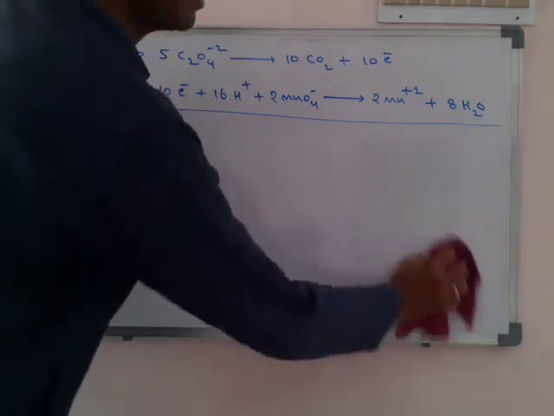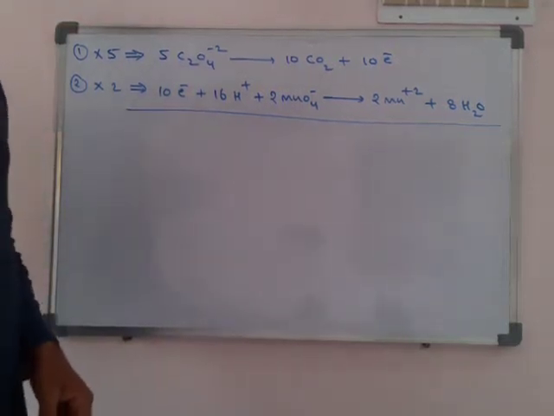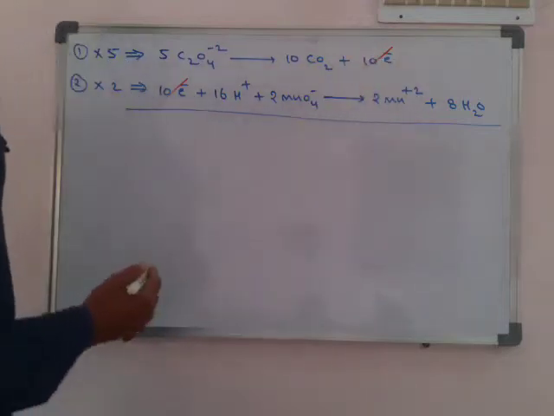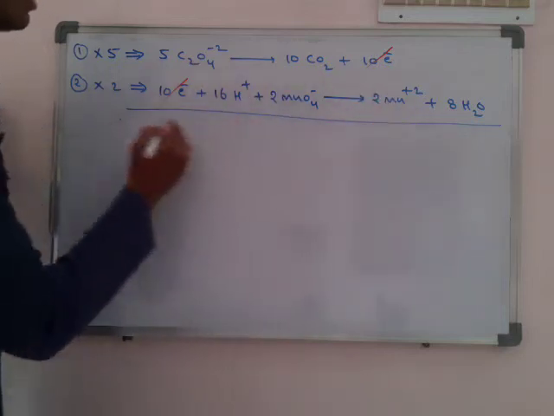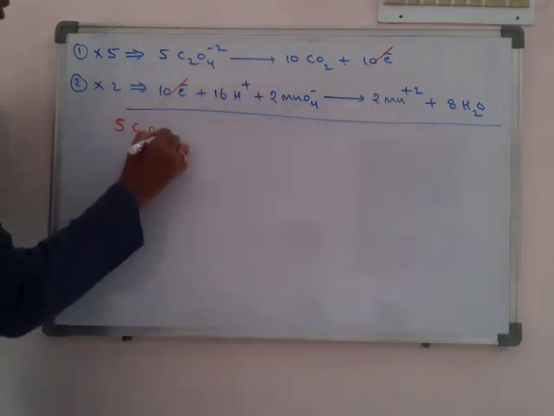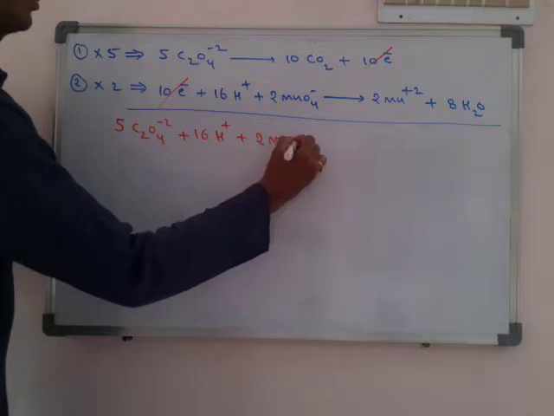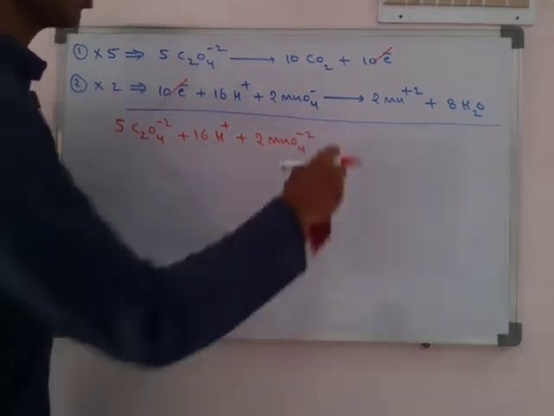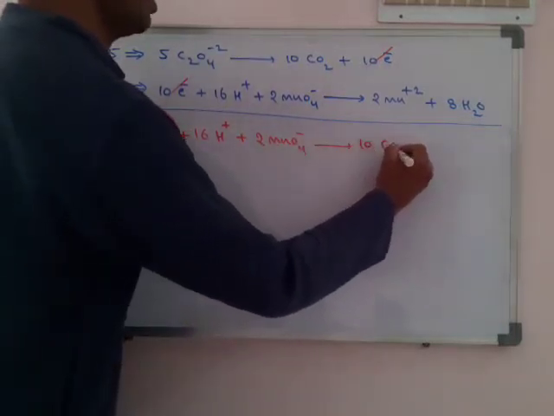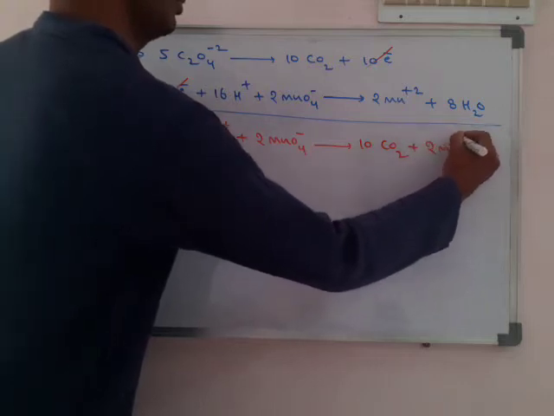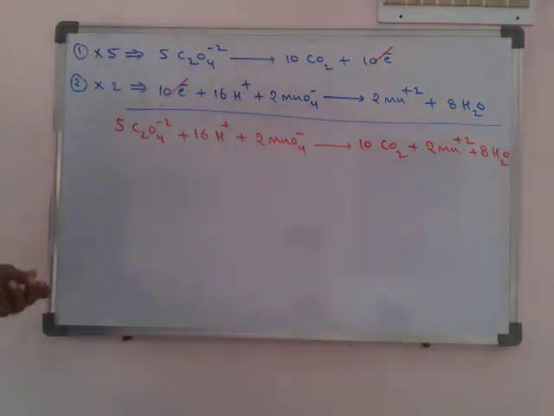The total method is very easy. We just need to remember to balance hydrogens and charges. So here 10 electrons get cancelled. So write the total equation. When we write the total equation, write the whole left side and add the right side and write it. 5C2O4 minus 2 plus 16H plus plus 2MnO4 minus, not minus 2, gives 10CO2 plus 2Mn plus 2 plus 8H2O. If anything is similar, cancel it.